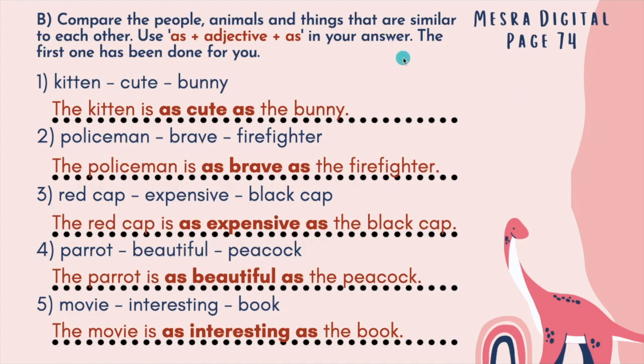Next, Activity B, Misra Digital book, page 74. Compare the people, animals, and things that are similar to each other. Use as plus adjective plus as in your answer. The first one has been done for you.